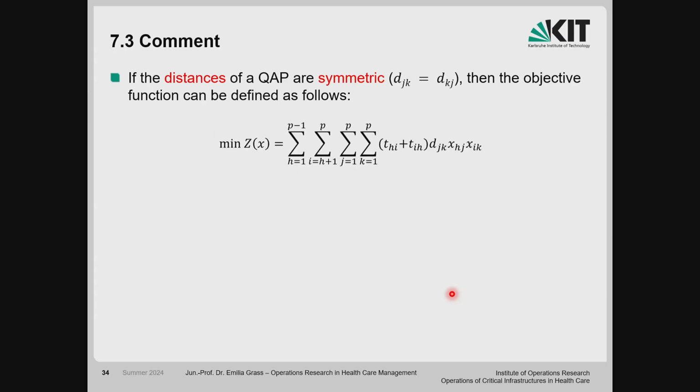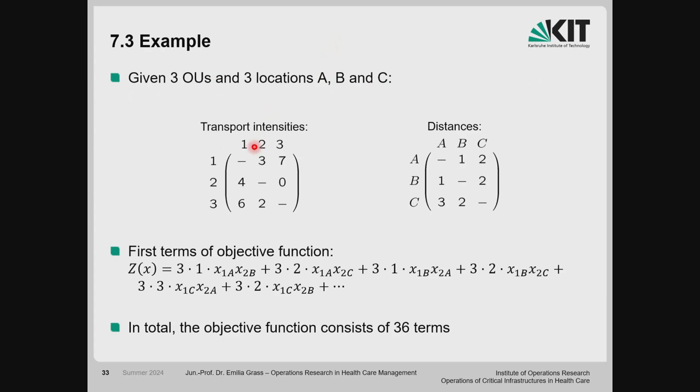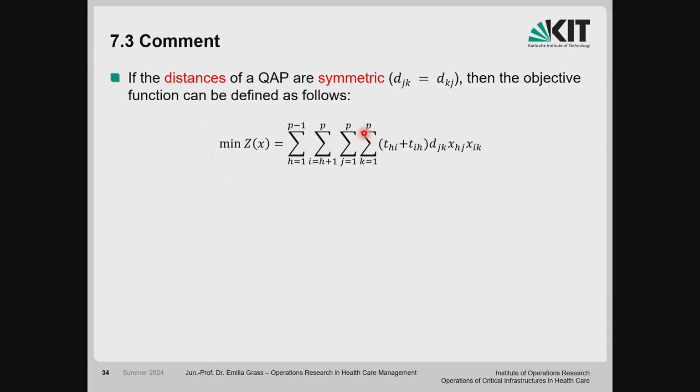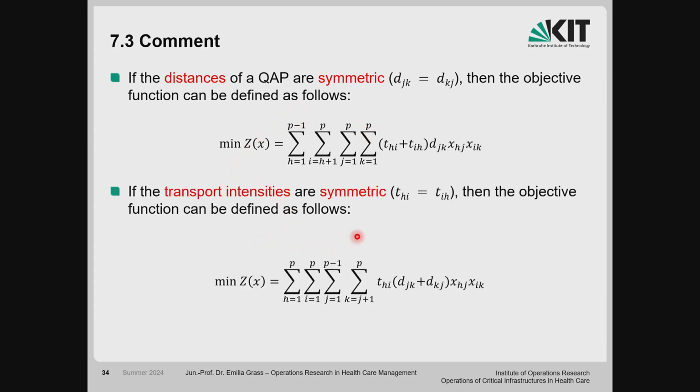If the distances of this quadratic assignment problem are symmetric, so if these matrices are symmetric, then of course the objective function simplifies. Okay, so you can now have this p minus 1, or the other way around, if you have the transport intensities which are symmetric, then you can have a simplification, which is not really significant. It's still a very hard problem to solve. Okay, but you can reduce the problem size a bit.